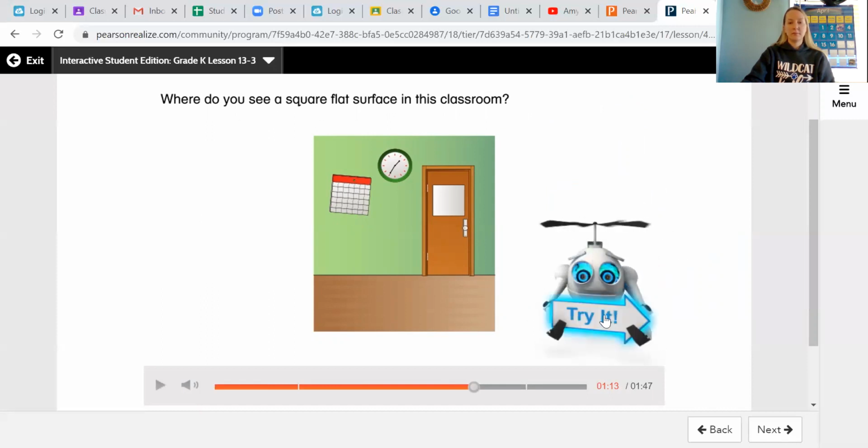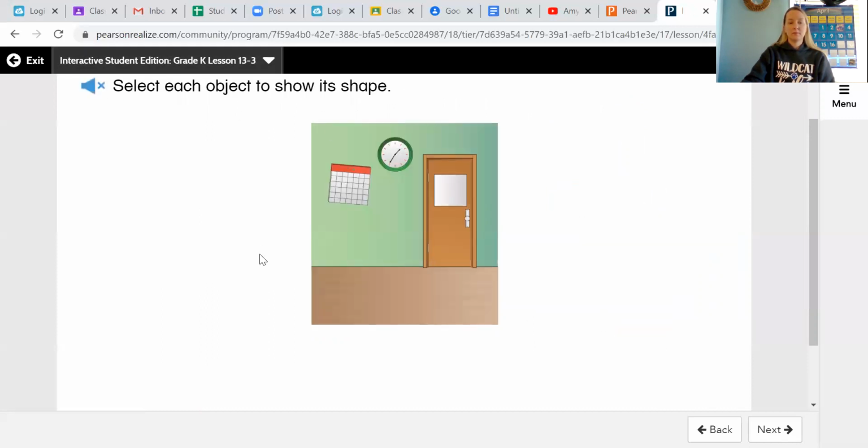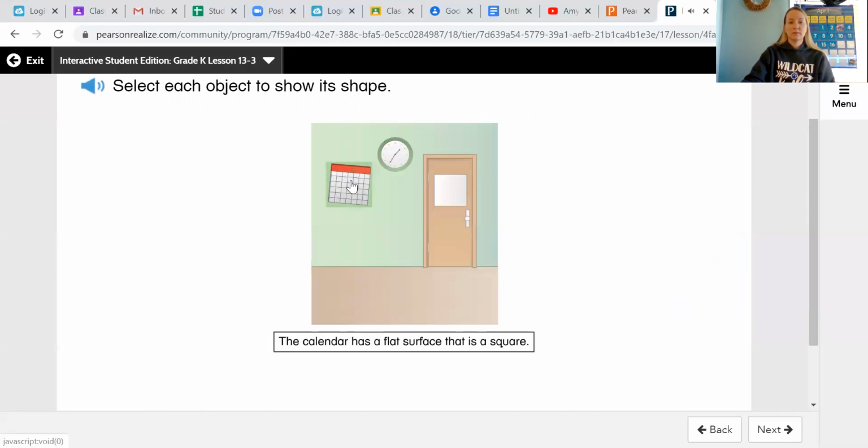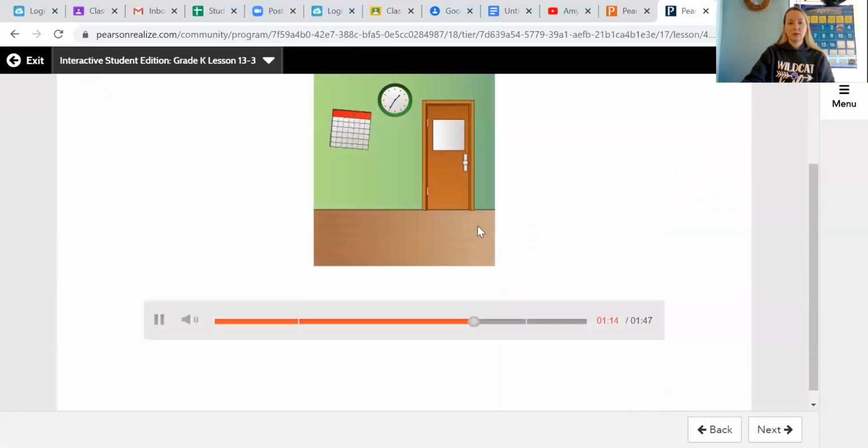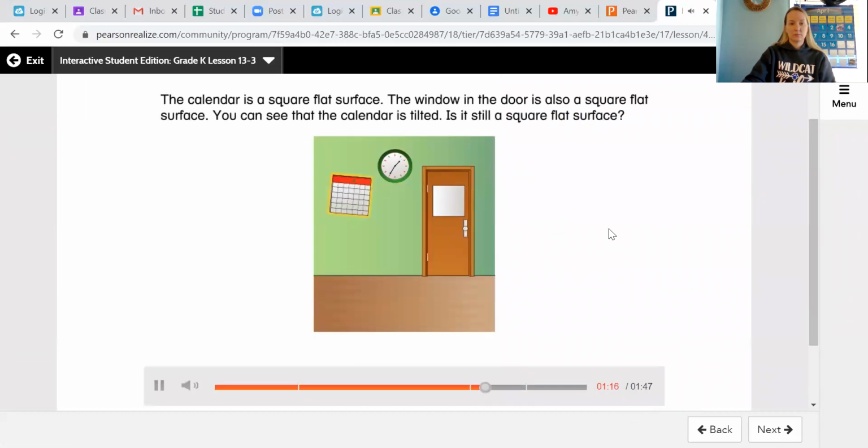Oh, we're going to try it. Select each object to show its shape. All right. The calendar has a flat surface that is a square. The clock has a flat surface that is a circle. The door has a flat surface that is a rectangle. The window has a flat surface that is a square. Right. The calendar is a square, flat surface. The window in the door is also a square, flat surface.